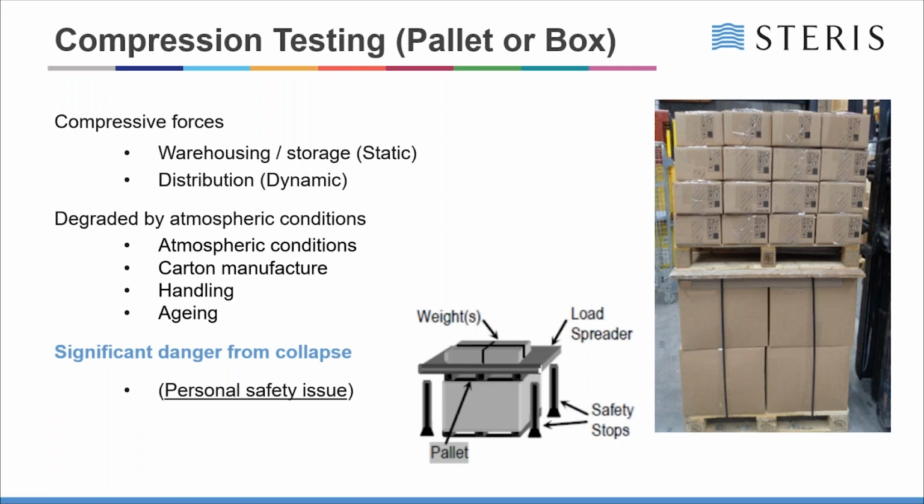Typically the corrugate is affected by the atmospheric conditions, how the cartons are manufactured, how they're handled, what age they are. And also, if you look at the picture on the right hand side, you have a typical light product on the bottom and a typical very, very heavy product on top, which is not supposed to be that way. But that is quite often what you see happening with couriers when they're transporting the product.